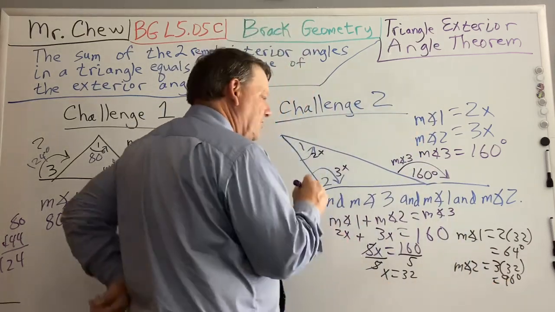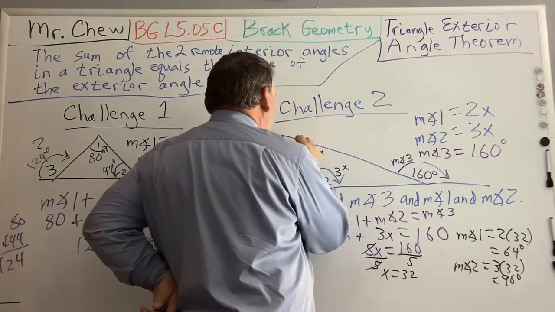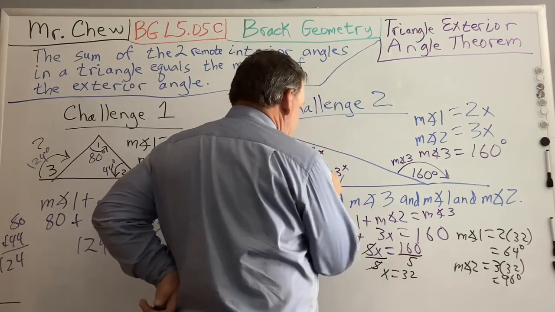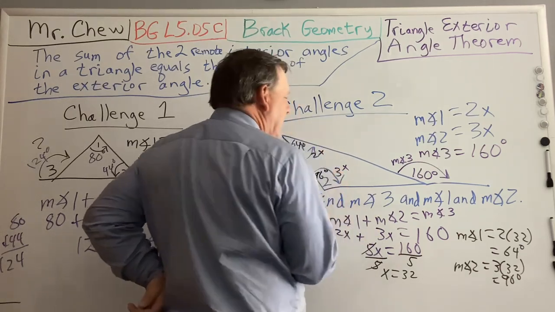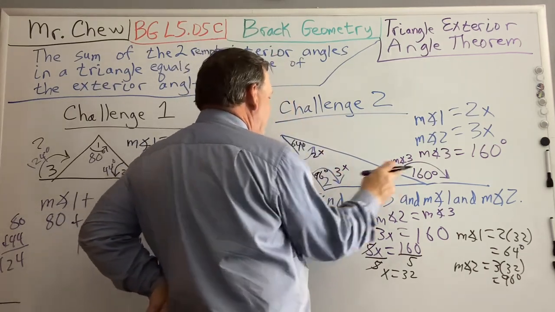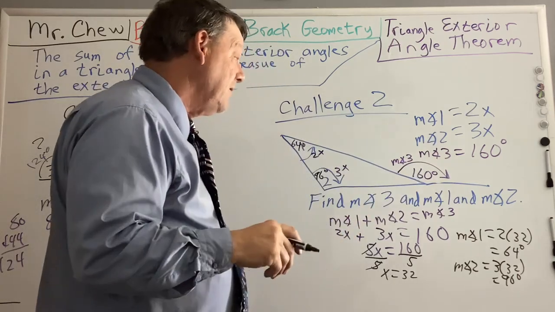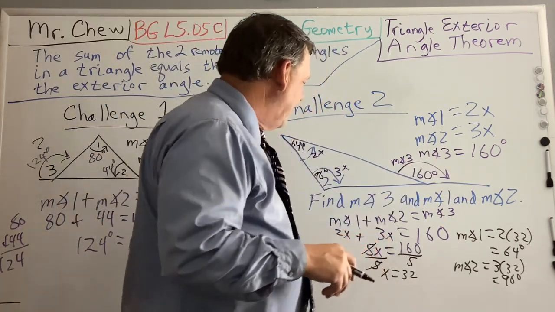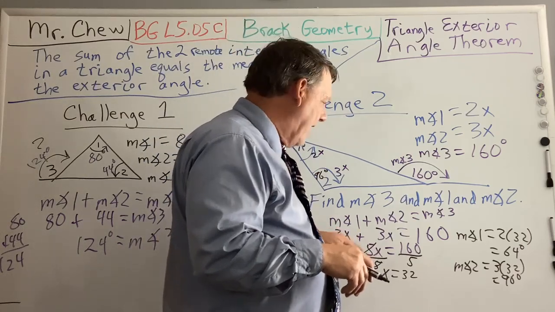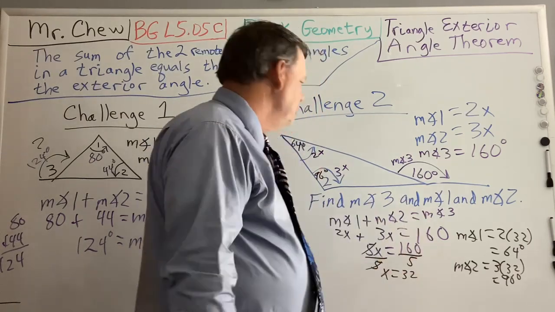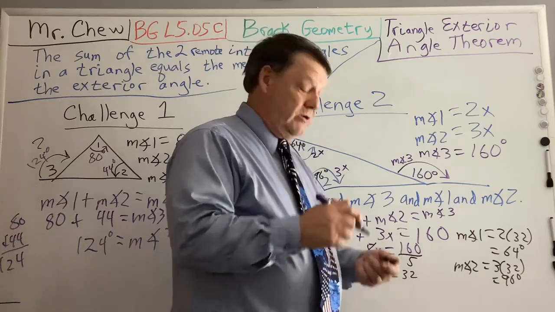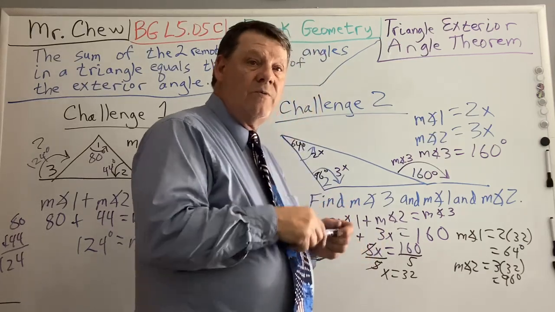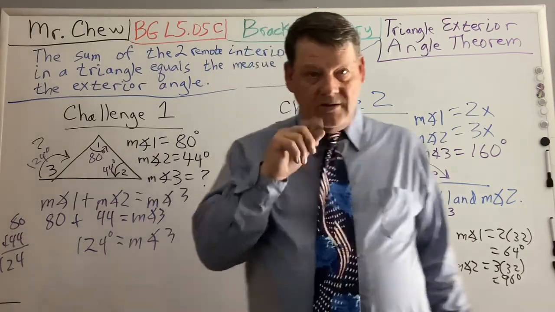All right. So I know that this one is 64. And this one is 96. And I know when I add those 2 up, I get 160. And I do. So you had to have that amount. If I didn't have that amount, I would have had just 5x equals that measure. I wouldn't have been able to find it. So, hopefully, this makes sense.